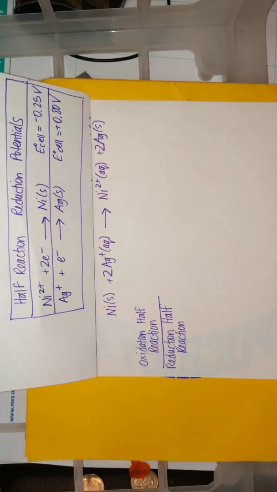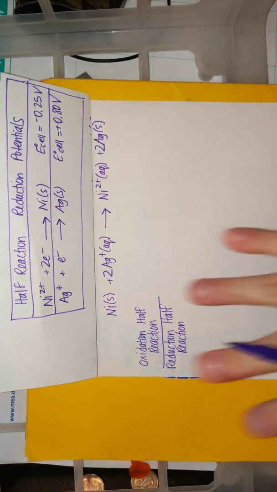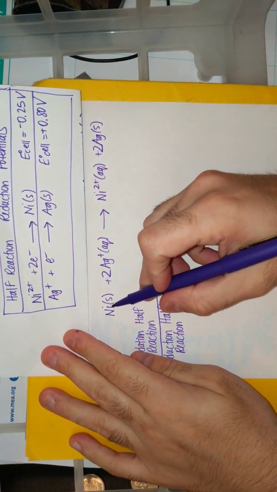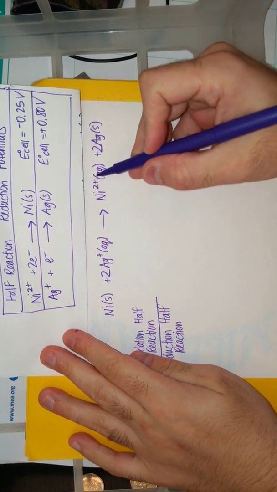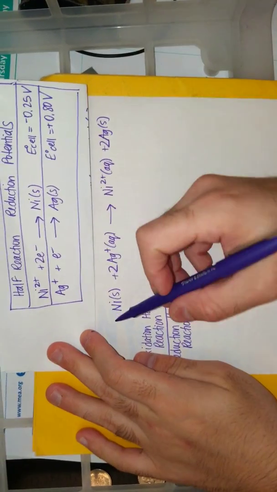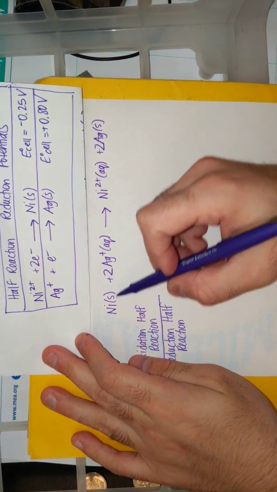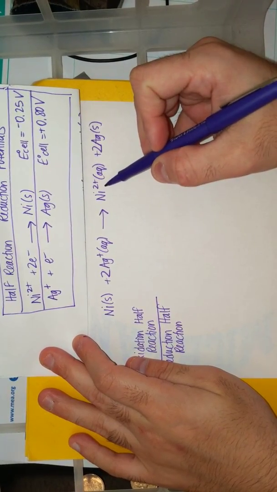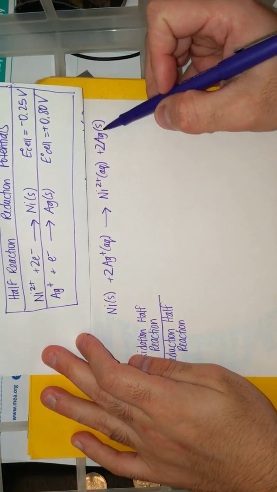So I wanted to make the quickest video request from Jet on just how we look at redox reactions and identify what's being oxidized and what's being reduced. Here is what's already given to you as a balanced redox reaction: nickel solid plus 2 Ag+ yields Ni2+ plus 2 Ag solid.